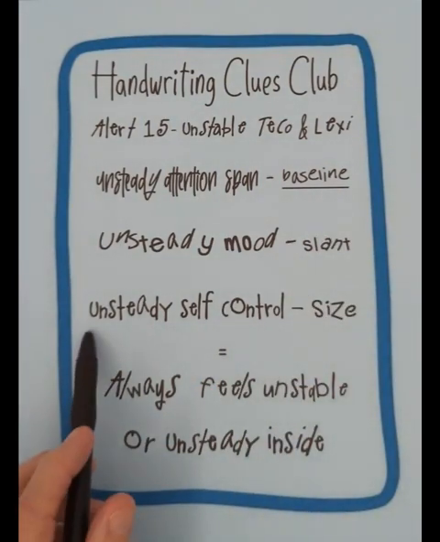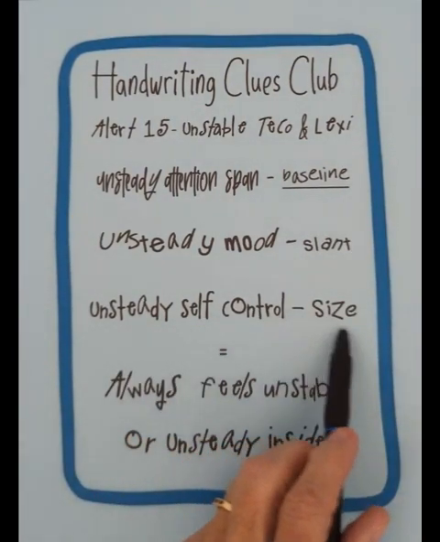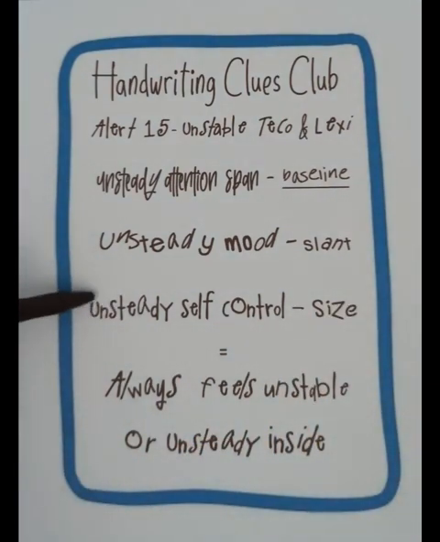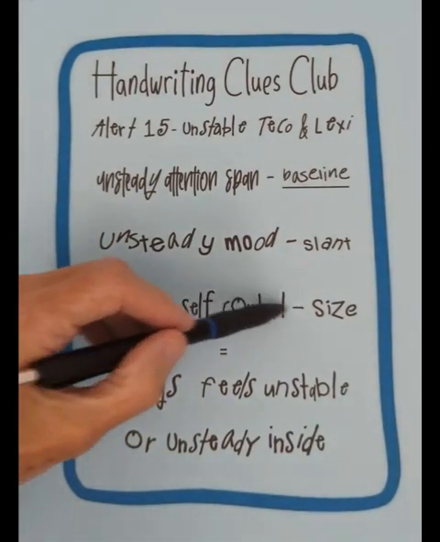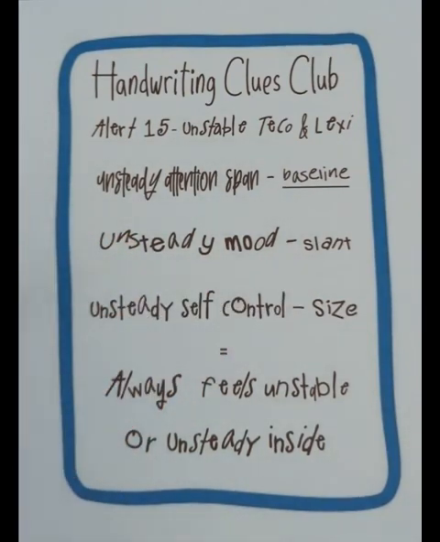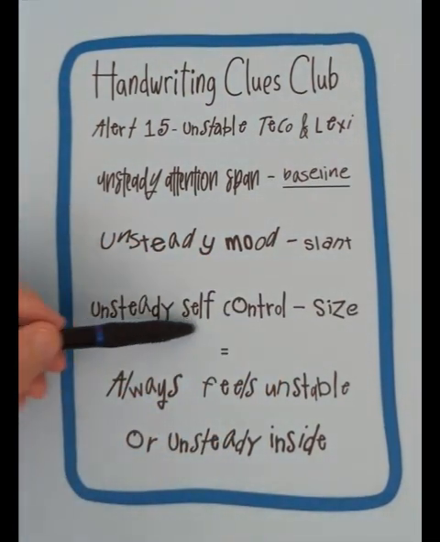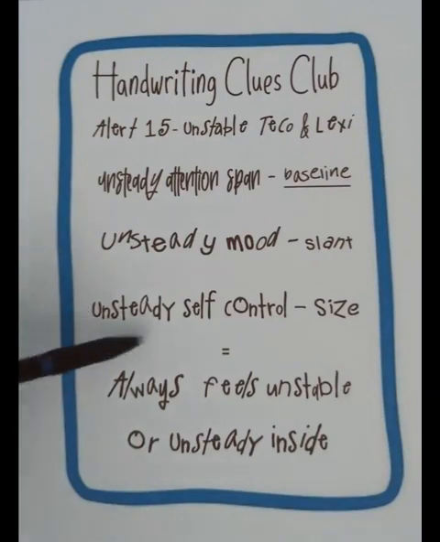Okay, now unsteady self-control. That's when the size jumps from big to small to big, to the same big, maybe another one big, then even bigger, and then small, and then pop up bigger, and it goes back up, bigger, smaller, bigger, smaller. That's the size. That's unsteady self-control. They can't control the size of any of their letters.